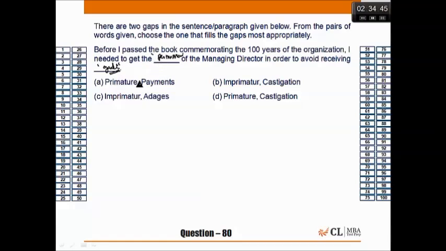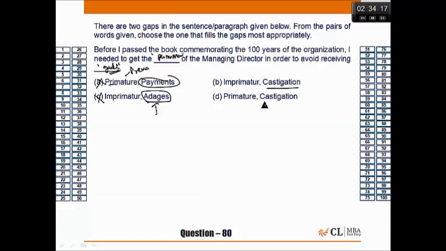Alright, get the premature. Premature. Is that a word? There's a word premature. I am not too sure there's a word that exists. In order to avoid receive payments, anyway, this doesn't make sense. Adages is like old stories, no? Adages. I don't know what I'm doing. But this is an old story, okay.